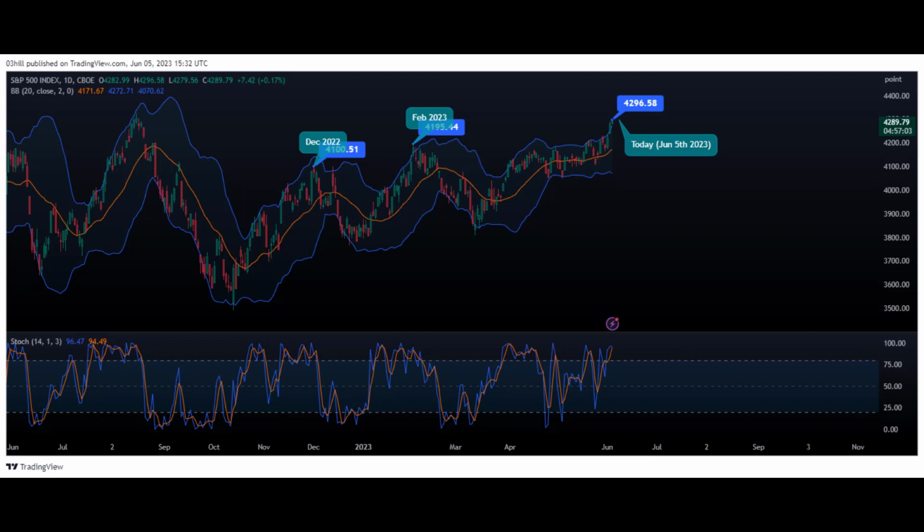Risk management and stop-loss placement. Having a solid risk management plan is crucial to protect our capital and ensure longevity in the markets.